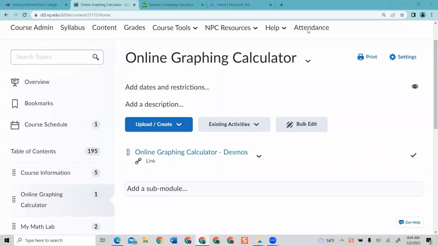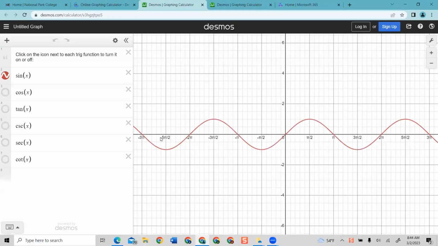Hello, I wanted to go over how to use an online graphing calculator. Once you log into our course, you click on the content page, and down here on the left-hand side, you're going to see some modules. You're going to click on the online graphing calculator. Then this page opens up, and you just click on this blue link.